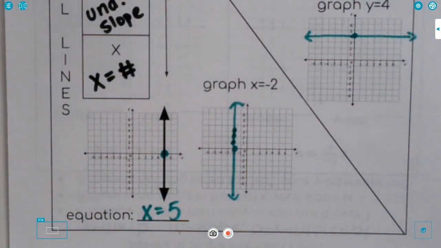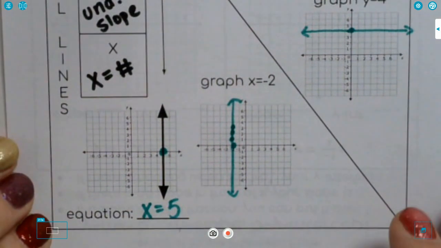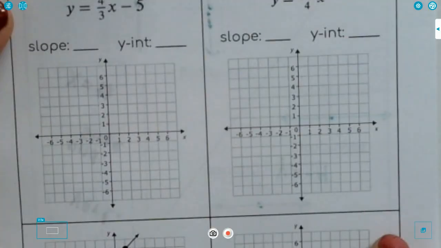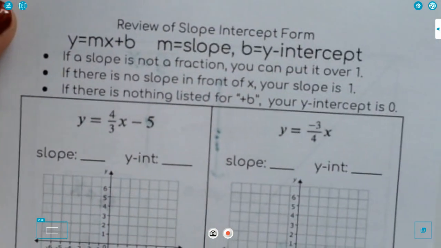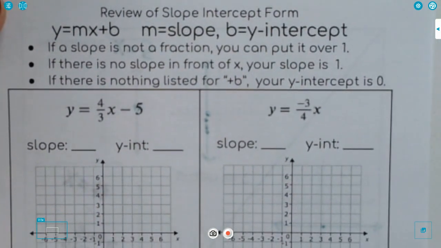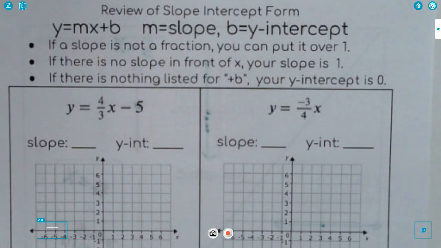Okay, go ahead and flip this over. The back side of this is review of slope-intercept form from last week, because your assignment today is mixed together, both of them, because I didn't want to give you an assignment that was just horizontal and vertical lines. That would be so boring. And we need more practice. So, quick review of slope-intercept form.